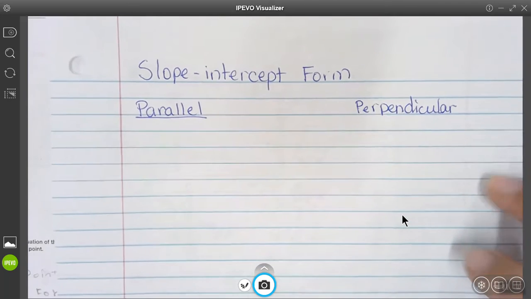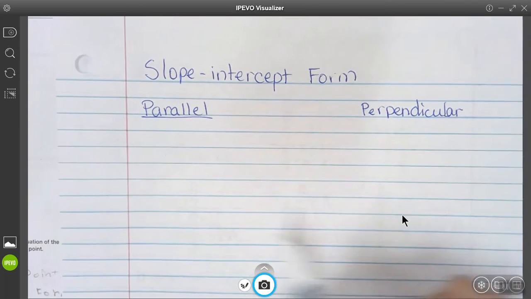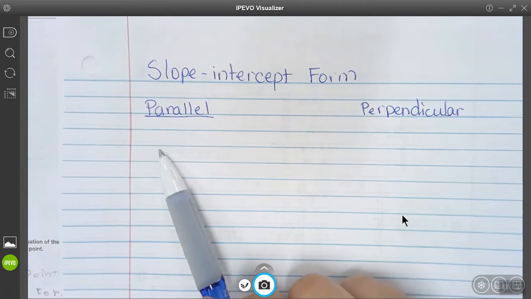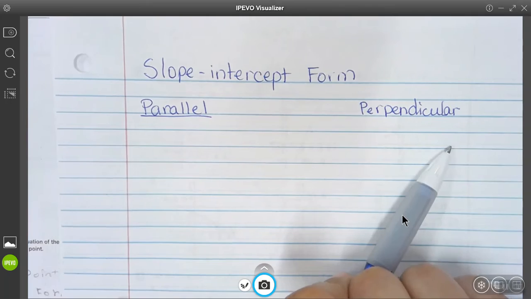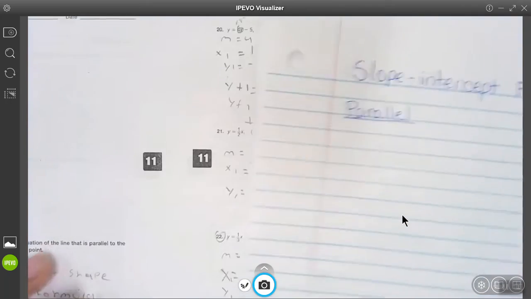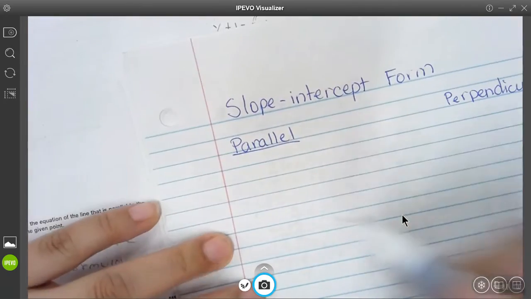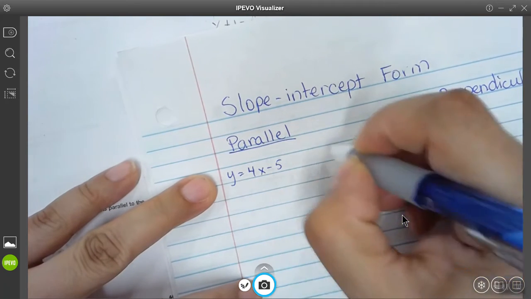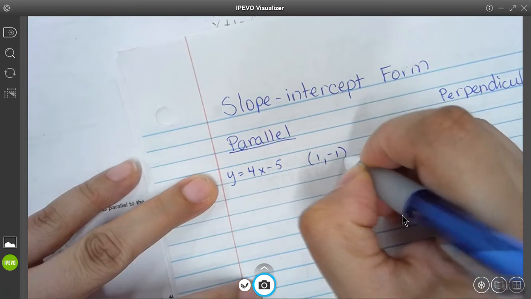Okay, so in this video, we're going to follow up on the previous video, and we're going to write the slope-intercept form of an equation that is parallel or perpendicular and goes through a specific point. The question that we have: y equals 4x minus 5, and the point is (1, negative 1).